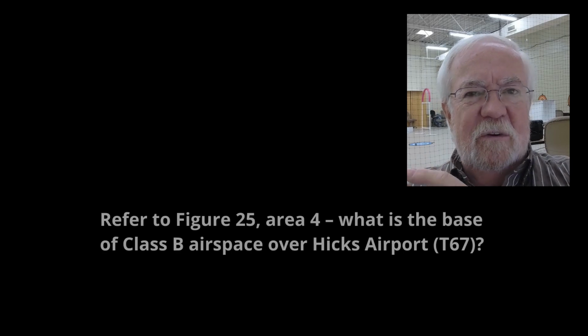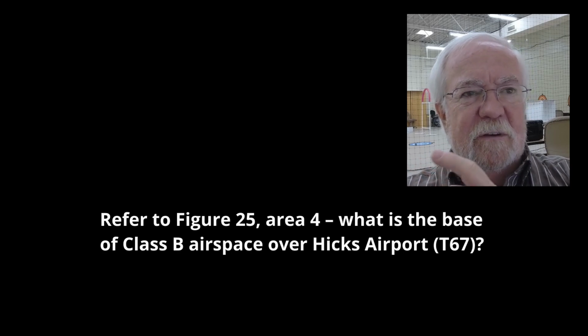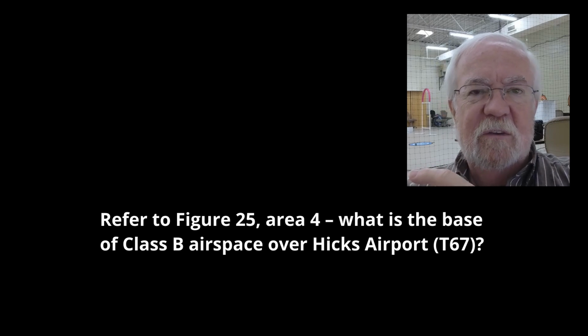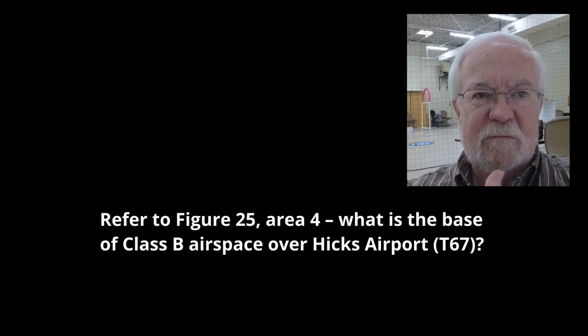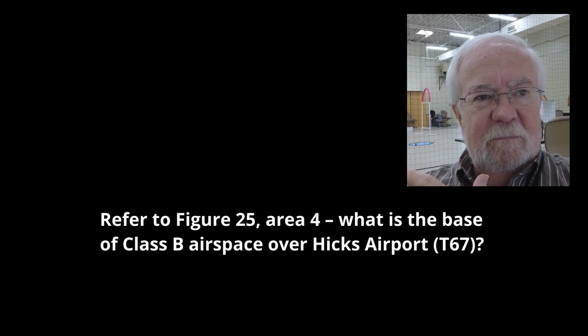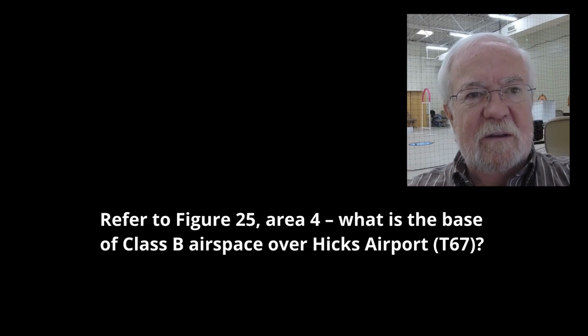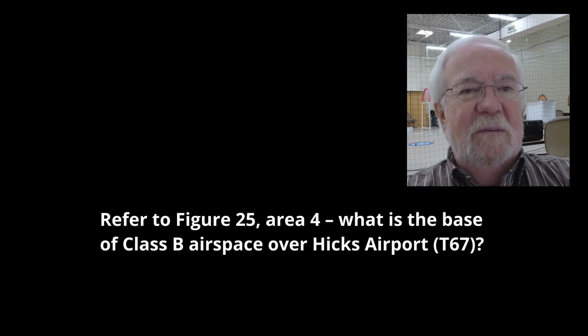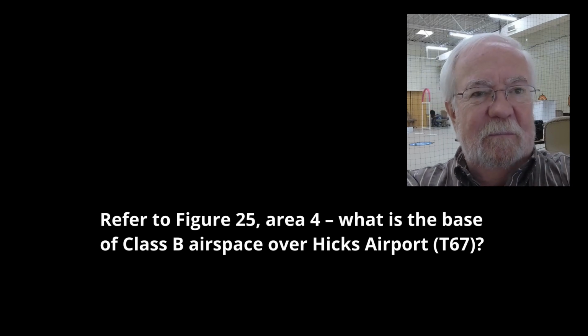Okay, the next question, and find figure 25, area number 4, and this is the question. What is the base of Class B airspace over Hicks Airport? So you find figure 25, area 4, and look for Hicks Airport and find out what the bottom of Class B airspace is there. Okay, so pause the video, try to come up with an answer on that one.